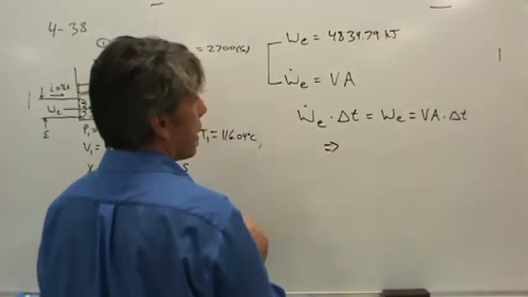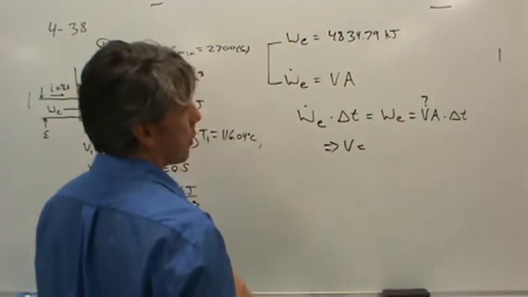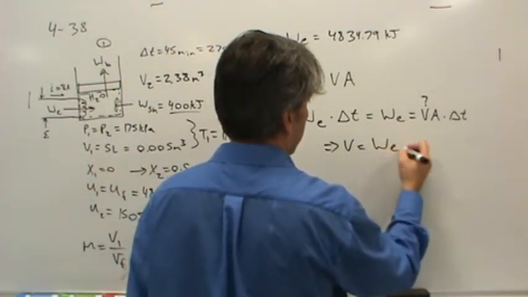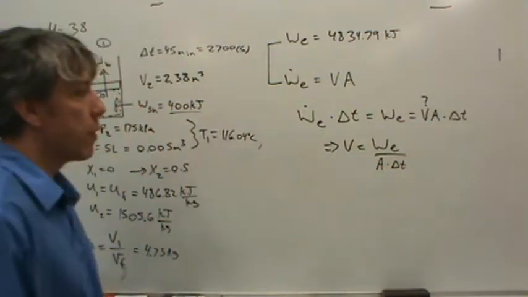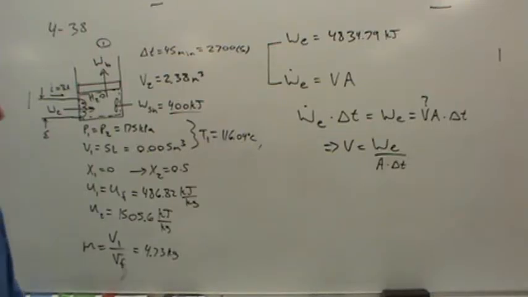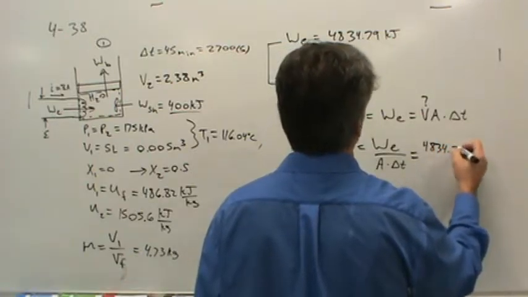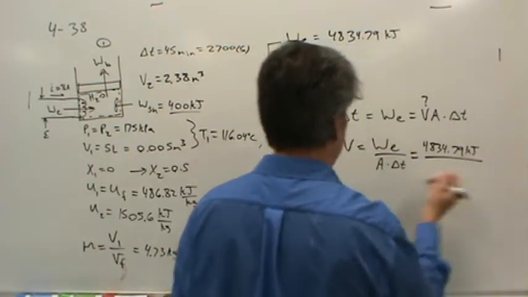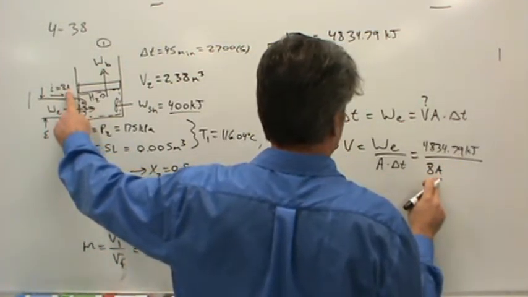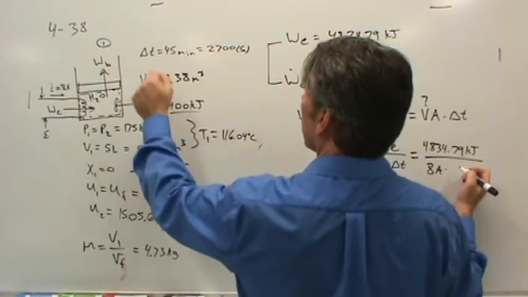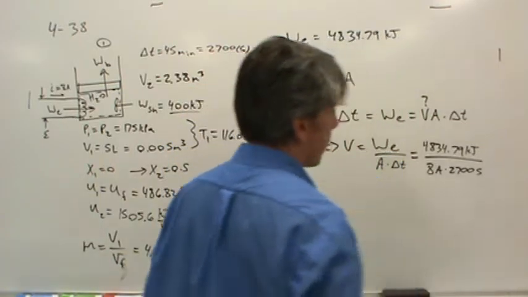So let's rearrange this, because what we really want is the electric potential. The electric potential in volts would be equal to the electrical energy transferred over the current in amps over the amount of time. Of course, we've got some unit conversions to do here, so let's take care of that part. 4834.79 kilojoules divided by a current of 8 amps, multiplied by 45 minutes, or 2,700 seconds.